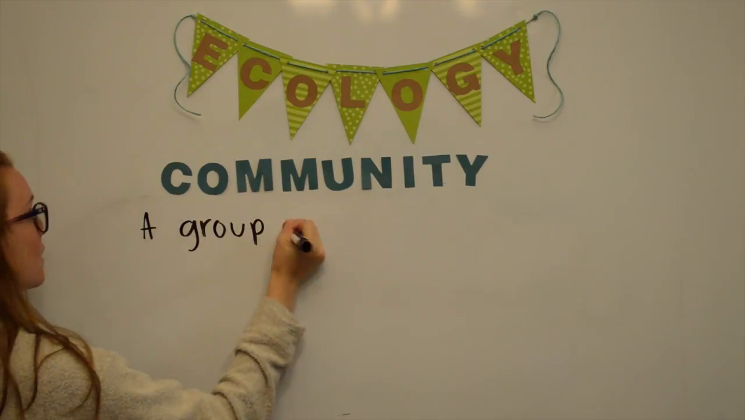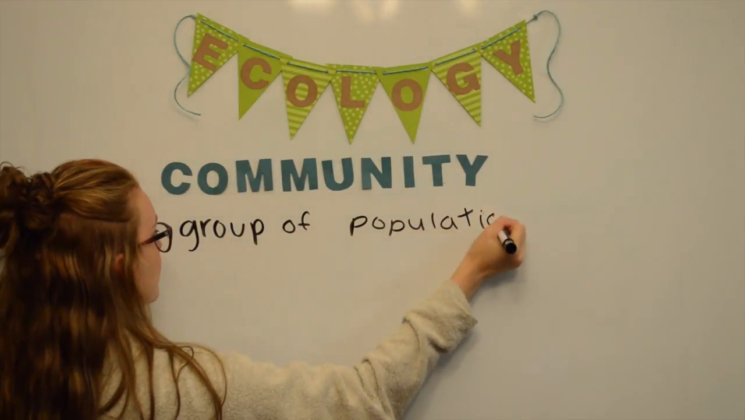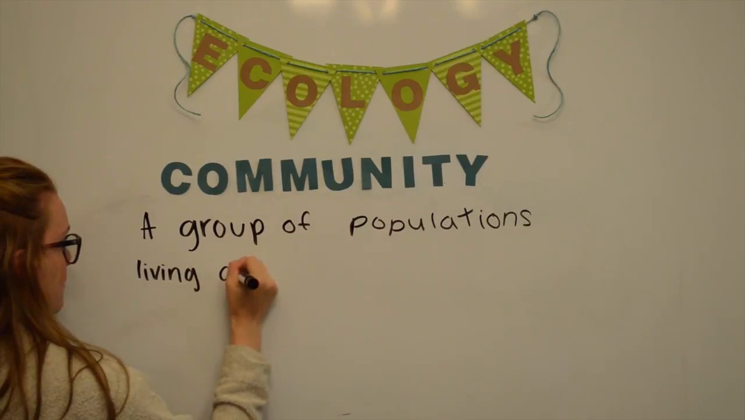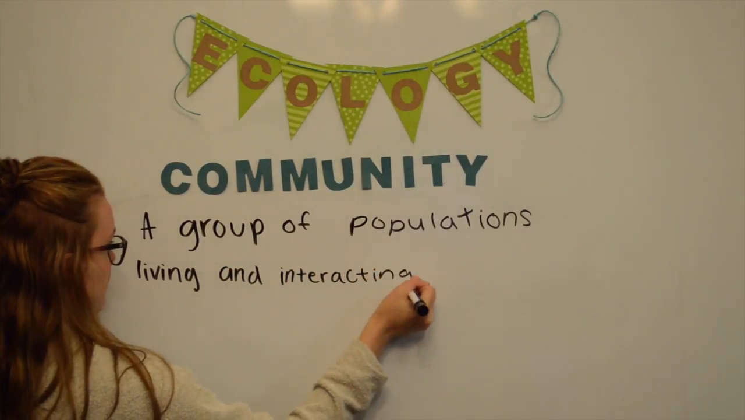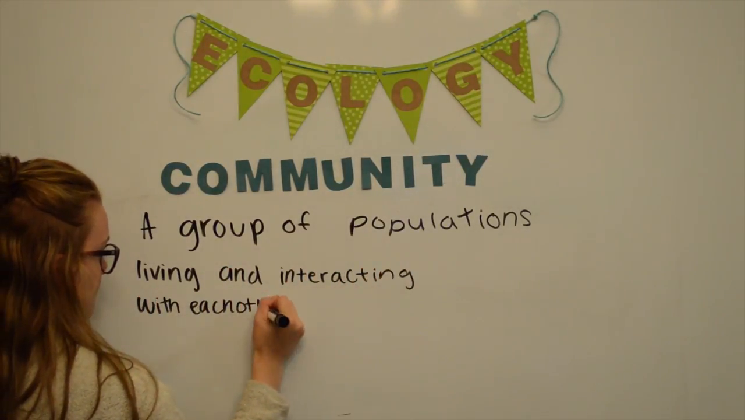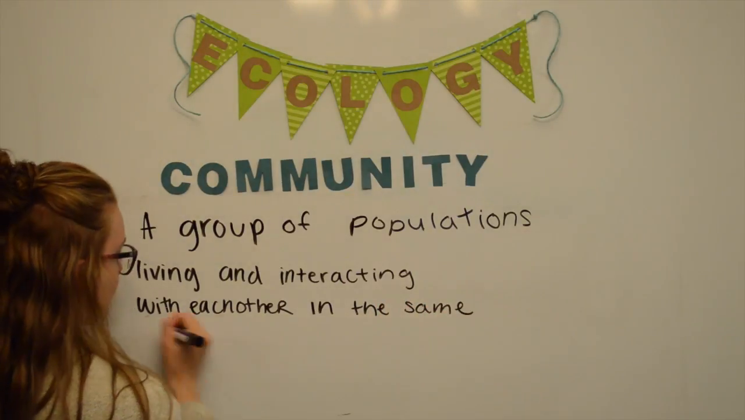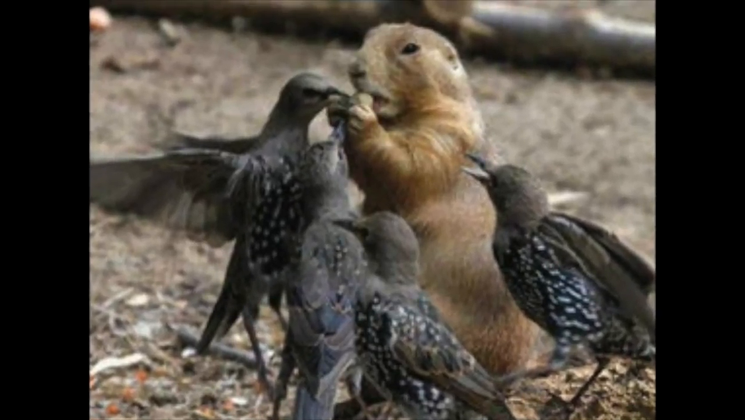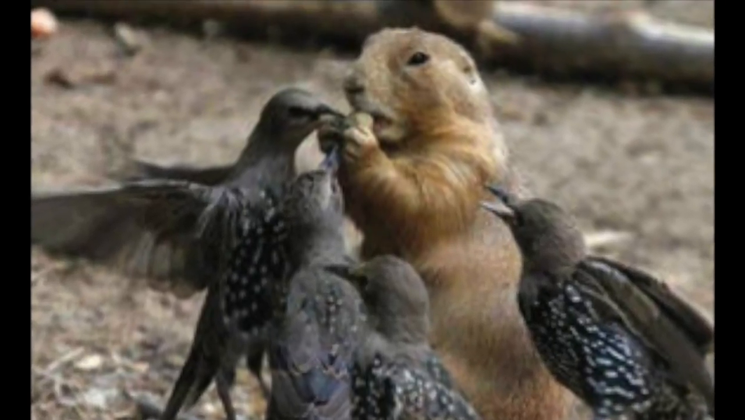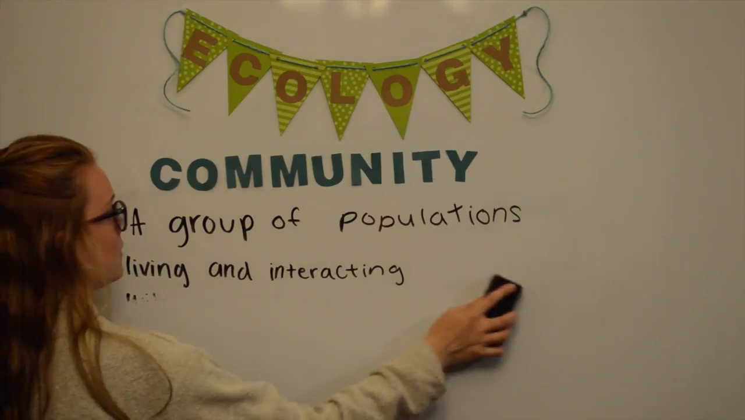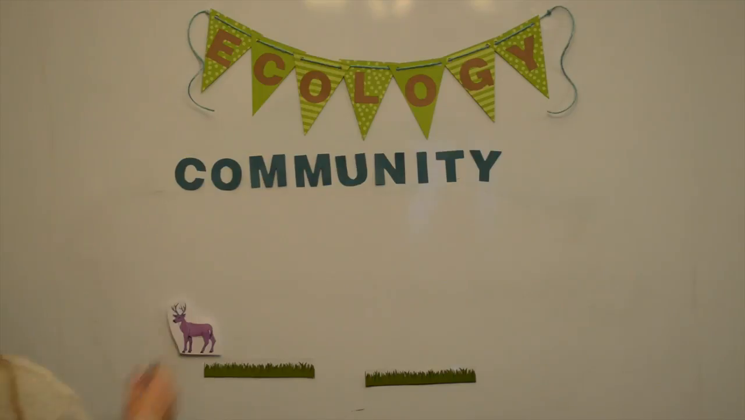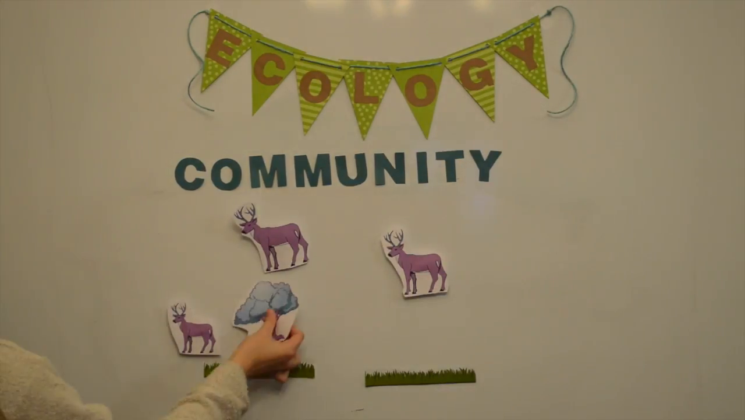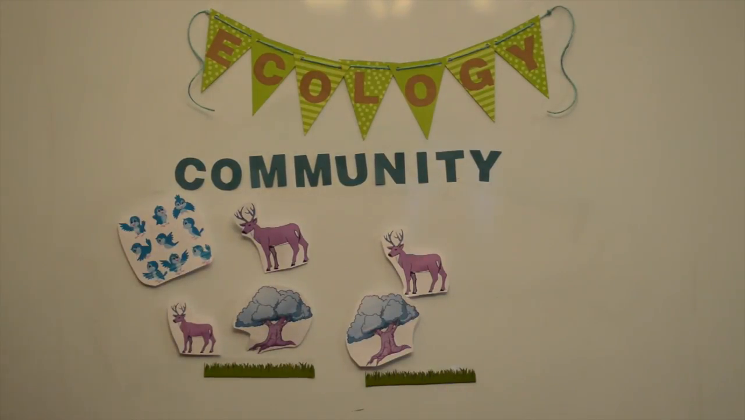A community is a group of populations living and interacting with each other in the same area. An ecological community is always in flux because of competition between different species. They compete for the finite amount of resources in their area that they are inhabiting. Now remember, competition happens within all kingdoms of life, not just between animals.